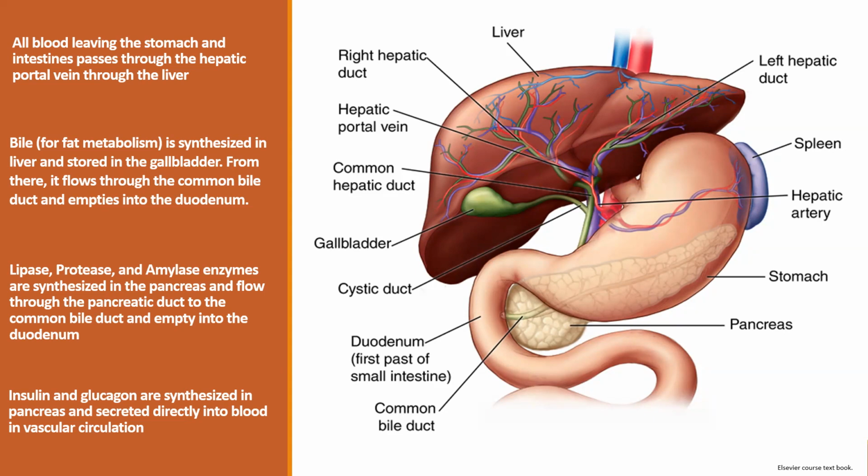The pancreas, shown behind the stomach, secretes enzymes to help with digestion. You may remember from the nutrition module that the enzyme protease helps with digestion of proteins, amylase helps with digestion of carbohydrates, and lipase helps with digestion of fats. All of those enzymes are secreted into the duodenum where the food needs to be digested.